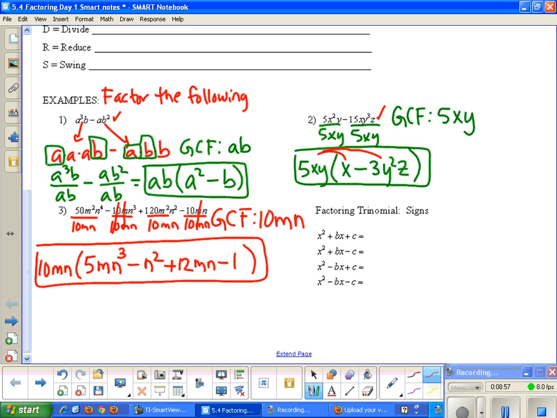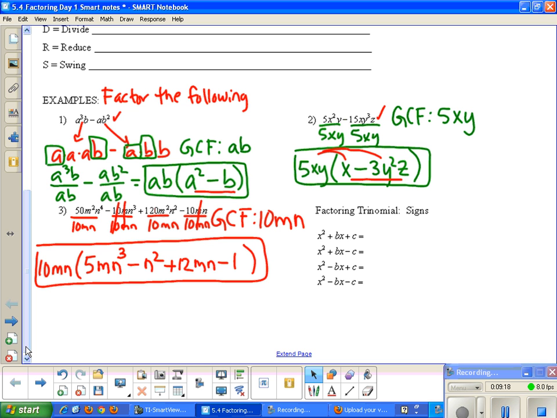Now, for each of these, when you don't have 3 terms on the inside of your parentheses, you can just stop for now because we're not going to talk about the patterns yet. So this right here in the inside of my parentheses is 2 terms, a binomial, and this right here would be 4 terms, so a polynomial of 4 terms. So we couldn't do any more factoring for now.